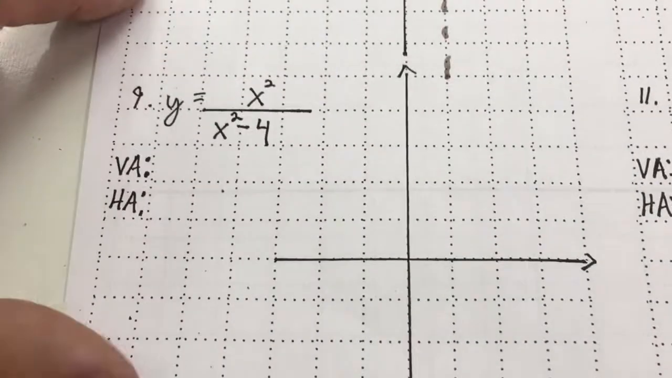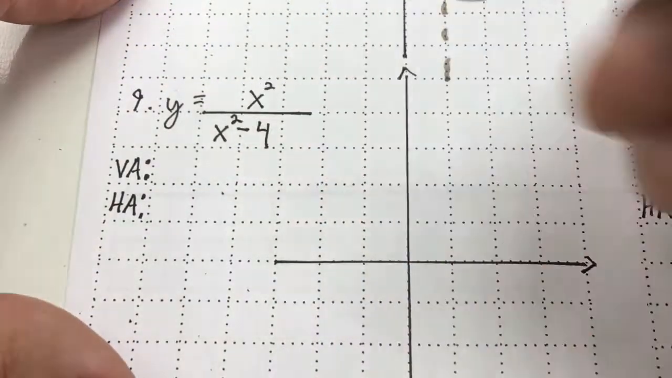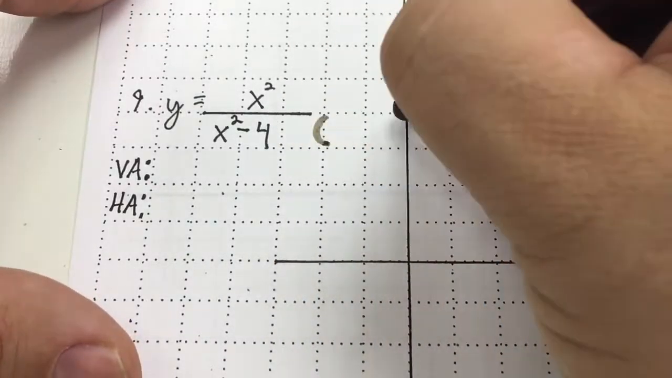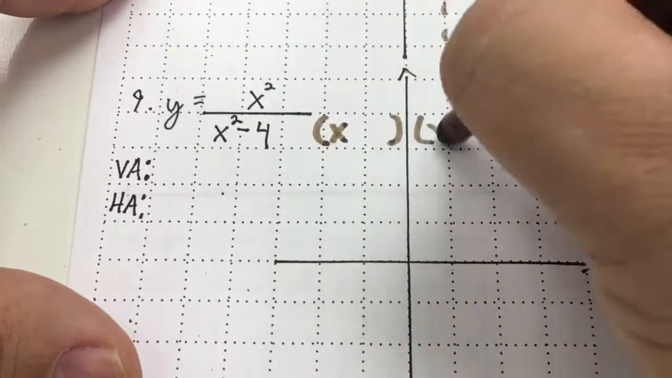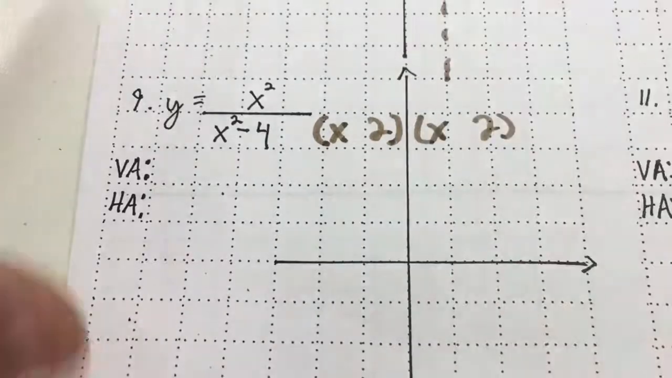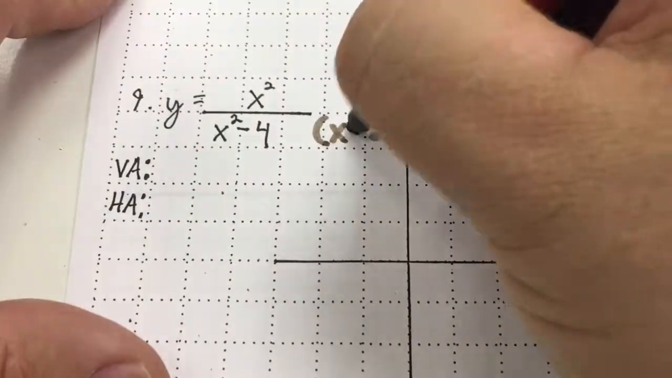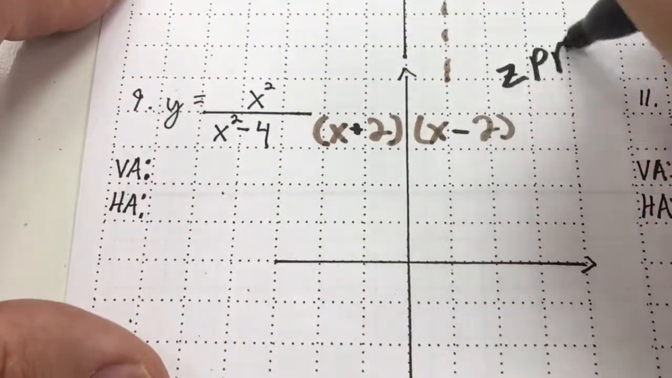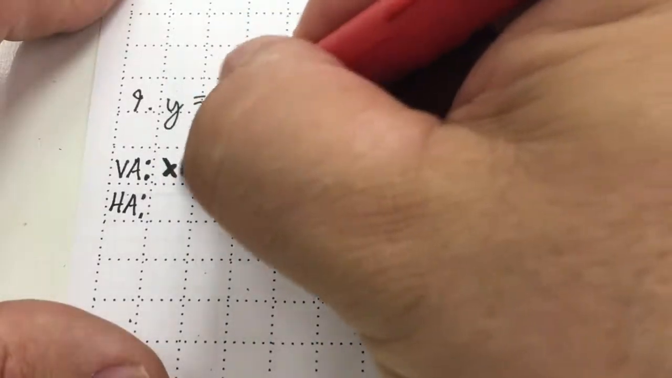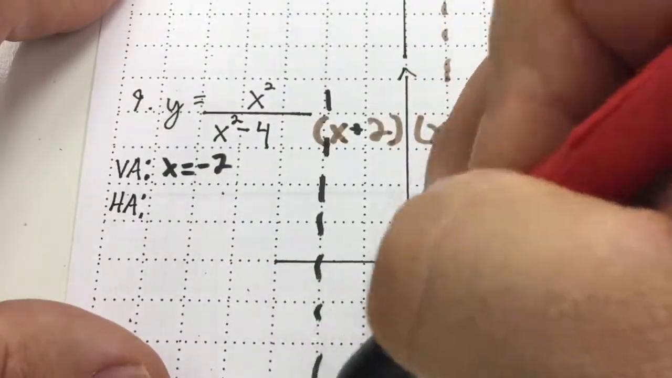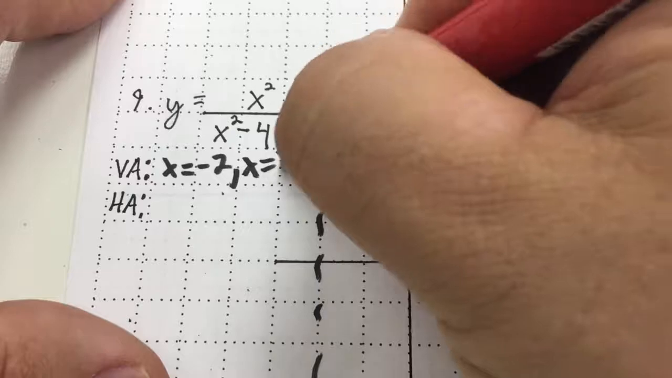For number 9, again, notice, the degree of the top is 2, the degree of the bottom is 2. But I'm going to find my vertical asymptote first. In order to do that, I have to factor. And I'm going to factor the top. It's going to be x times x equals x squared. 2 times 2 equals 4. And then the signs have to alternate, positive and negative. And when I use the ZPP, the zero product property, that's going to give me x equals negative 2 as a vertical asymptote. There that is. And x equals positive 2 as a vertical asymptote.